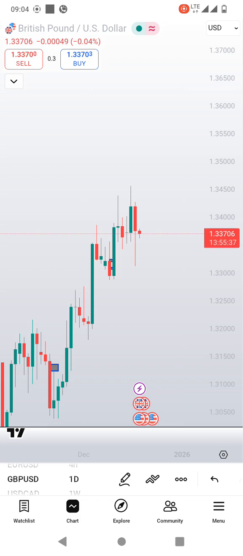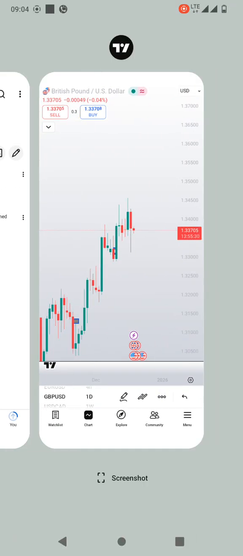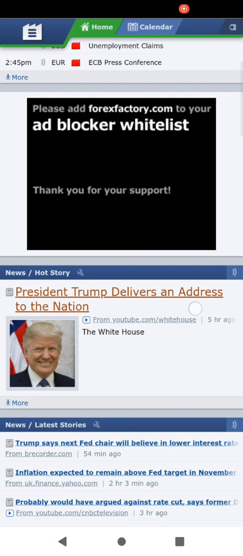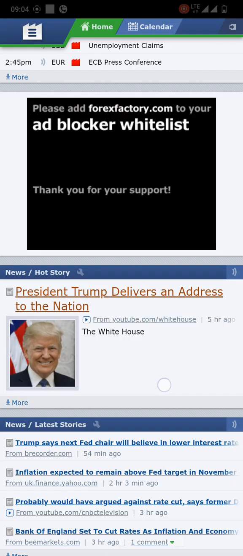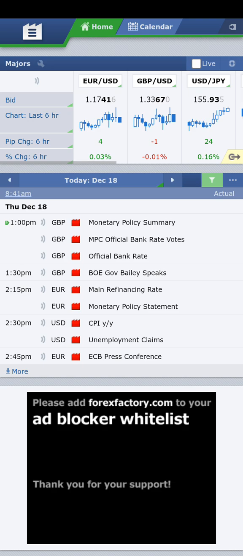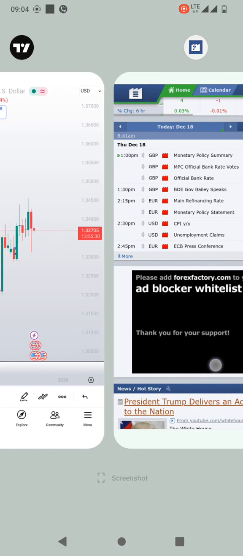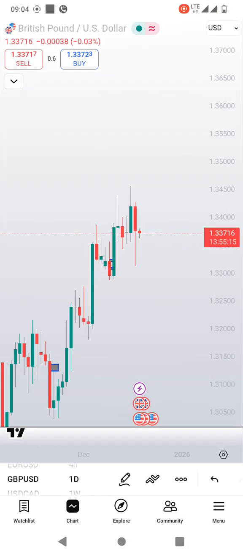So for the London session, this is all we will be watching out for, because in the New York session a lot of fundamentals will be released, and if you check very well, these are the fundamentals for today. For GBP, we have news by 1 p.m., and that is the New York session. So for the London session, it doesn't stop us from trading.